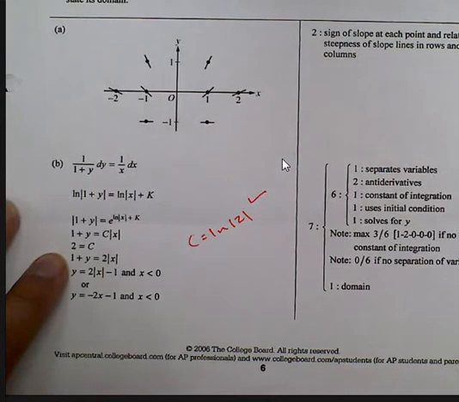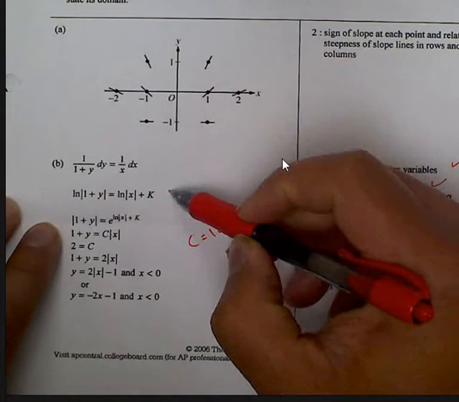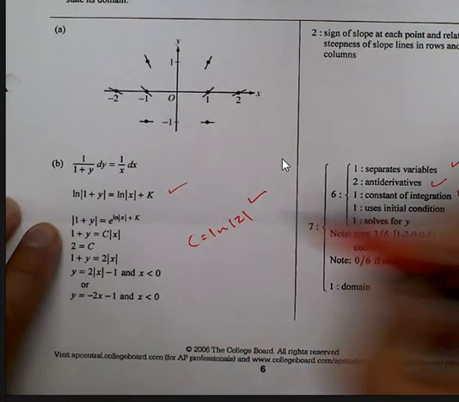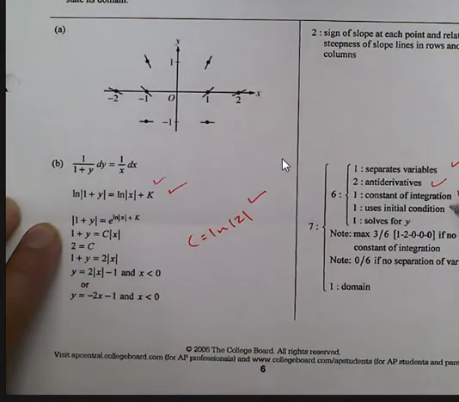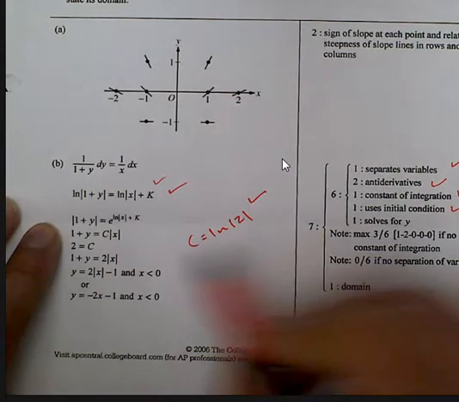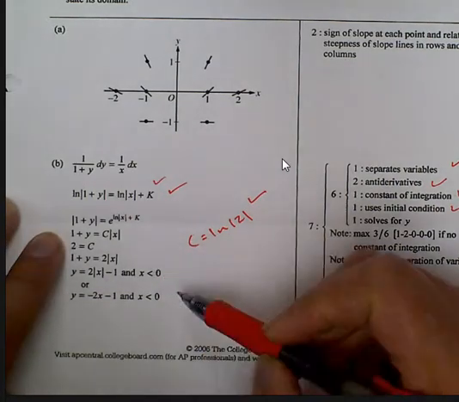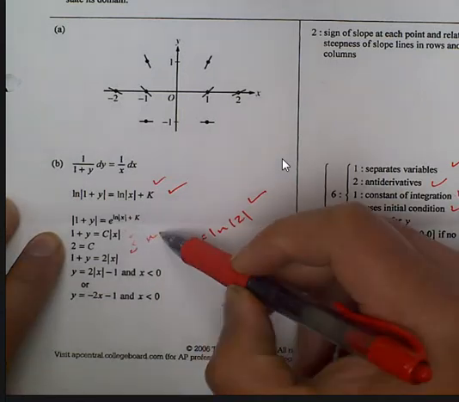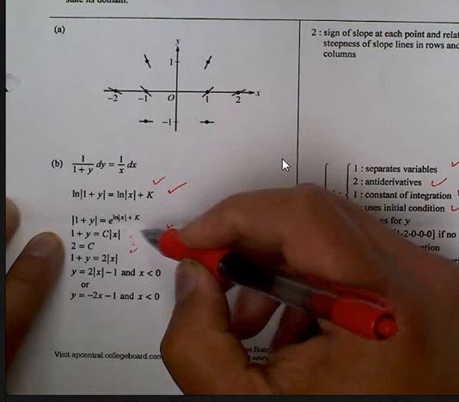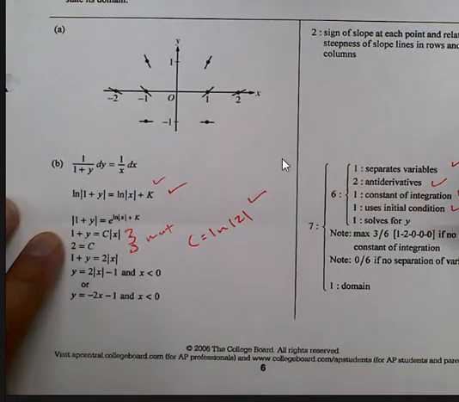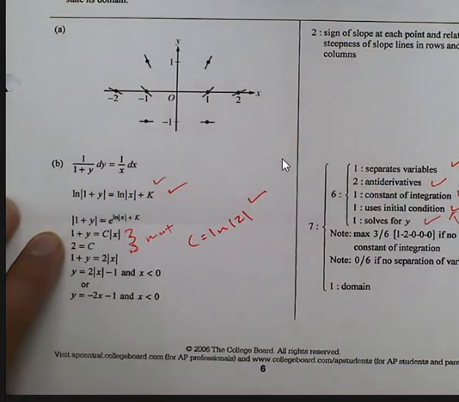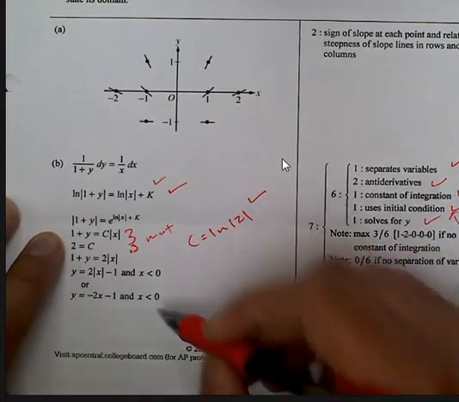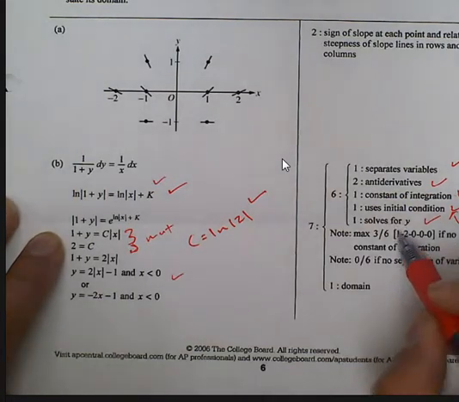So separate the variables. Go through antiderivatives. That's those. Constant of integration, that's your K. Use the initial condition, as long as you plugged it in. And that's not what we see right here. That's not what most of us did, not that I saw in class. Alright, solve for Y. So even if you mess up here, but you got Y by itself, boom, that's a point. And if you didn't get Y by itself, you only missed a point.